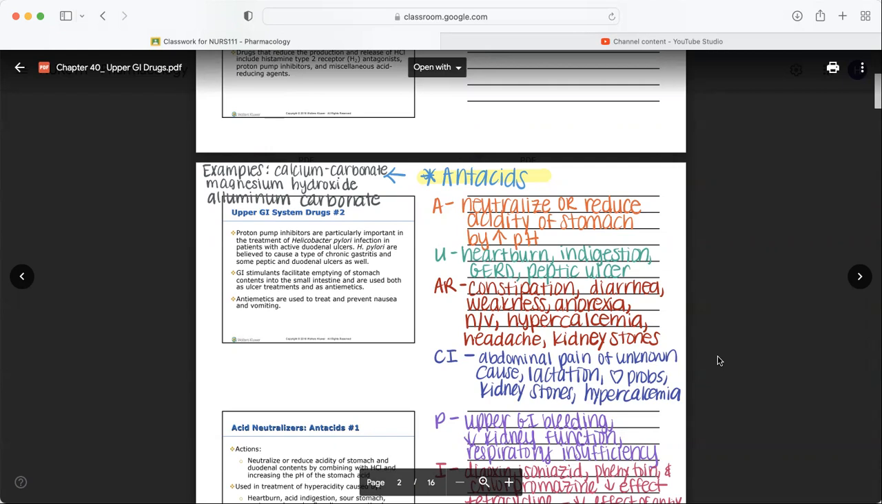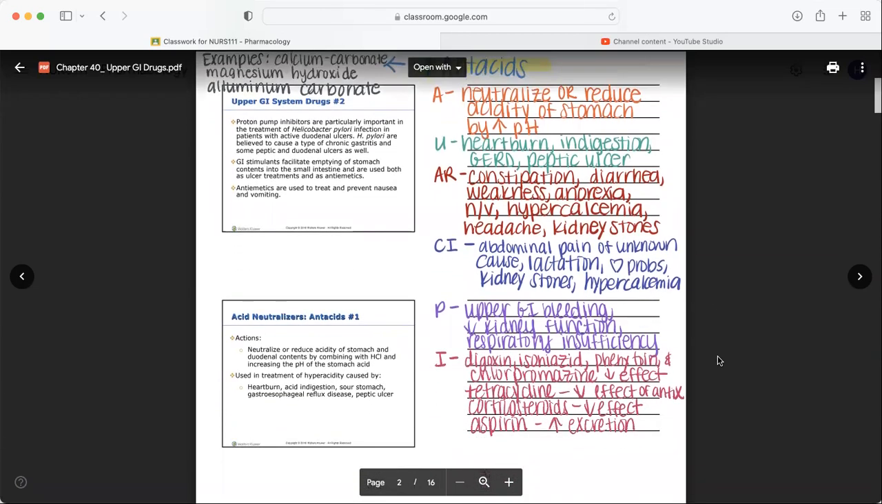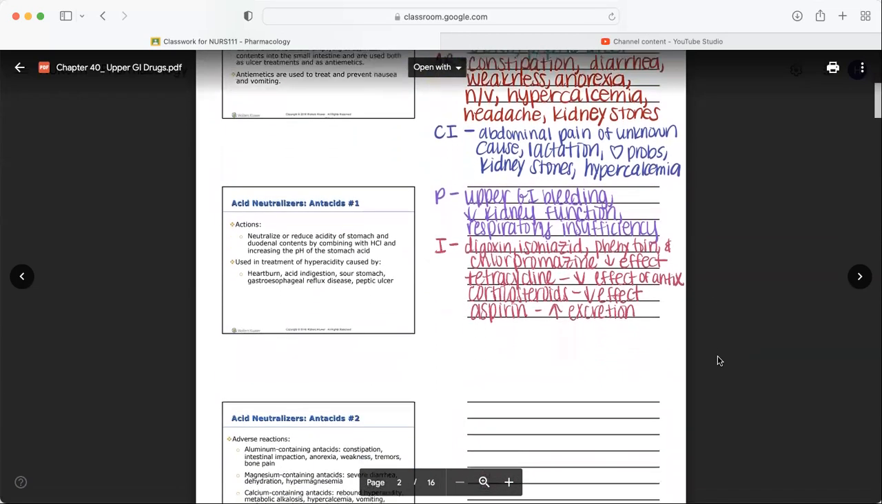Adverse reactions to antacids: maybe some constipation, some diarrhea, weakness, anorexia, potentially nausea and vomiting. Since a lot of these are calcium-based, maybe hypercalcemia, or too much calcium in your blood, headache, and potentially kidney stones due to that increased calcium as well. Who shouldn't take this? Contraindications: abdominal pain of unknown cause. If they don't know why your belly hurts, you probably shouldn't take an antacid. It might be something serious.